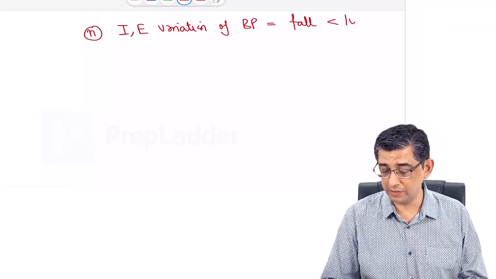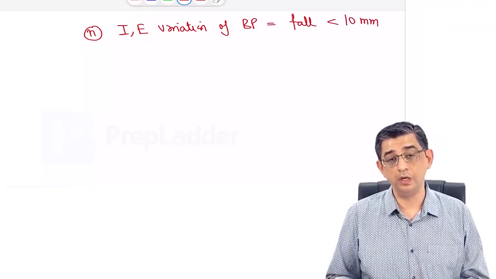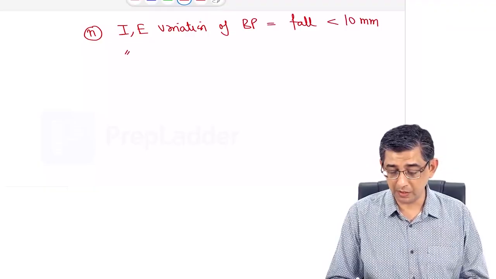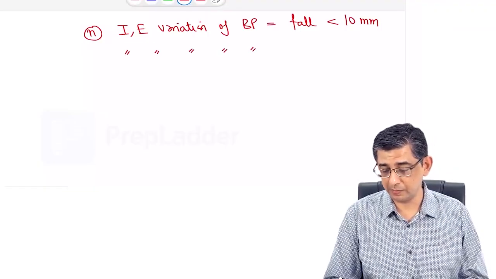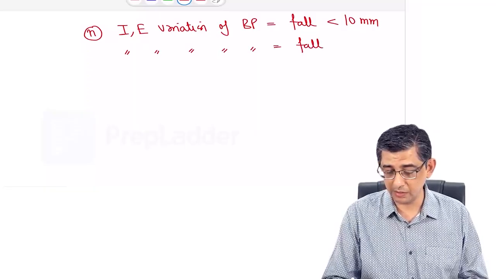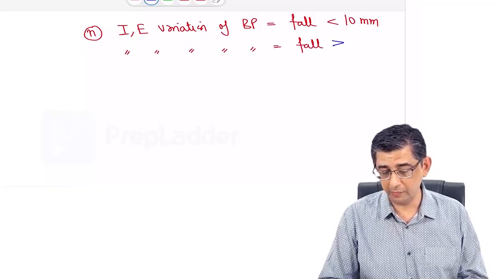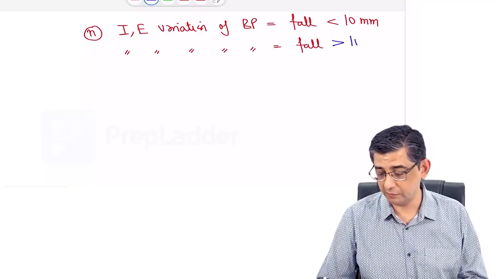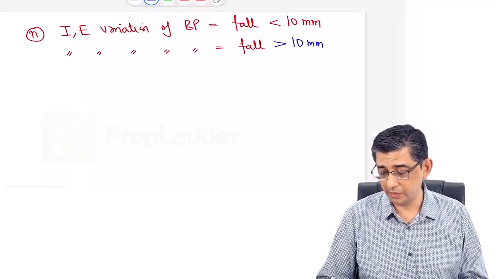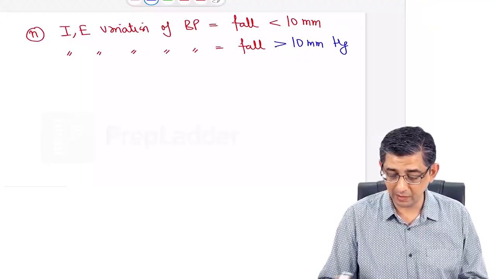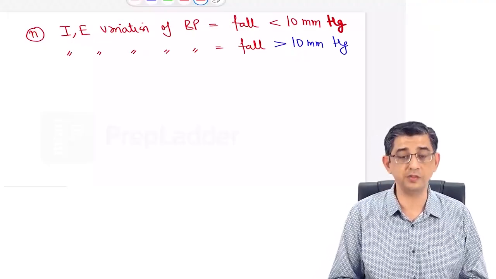The fall will always be less than 10 millimeters. If you read the inspiratory-expiratory variation of blood pressure in a person, and the fall is occurring but turns out to be more than 10 millimeters, in fact in some books it may be written as even 12 millimeters of mercury, then it signifies what is the technical definition in the textbook of pulsus paradoxus.